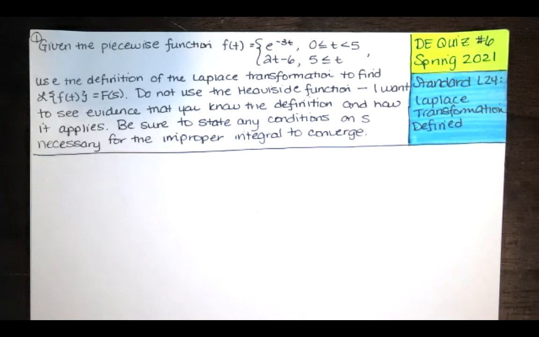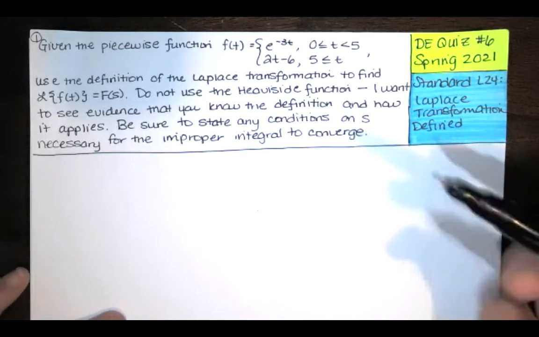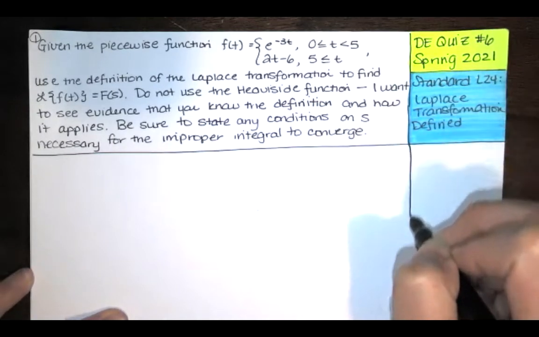So in the first problem, we're given a piecewise function, and we're asked to use the definition to find the Laplace transformation of the function. And then the next two problems involve using our table of Laplace transforms to compute Laplace transforms of functions as well as inverse transforms of functions. And we'll have to use some partial fraction decomposition as well with the inverse transform. So let's solve this first problem first.